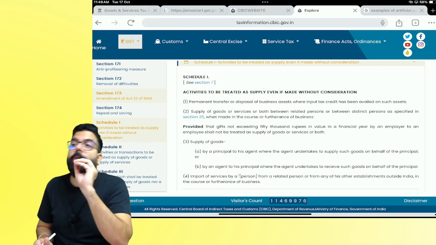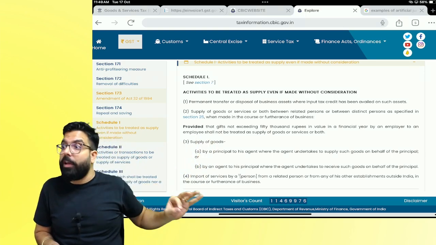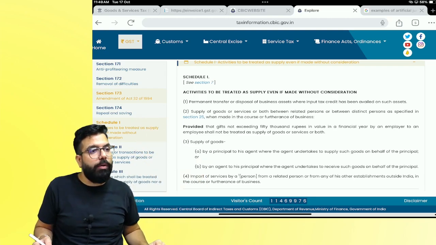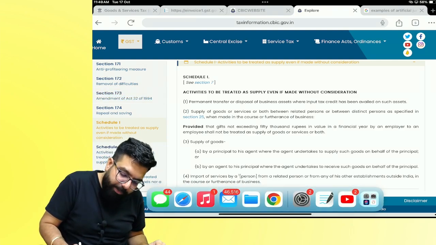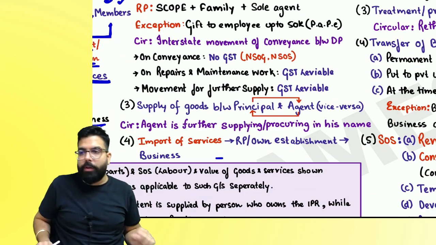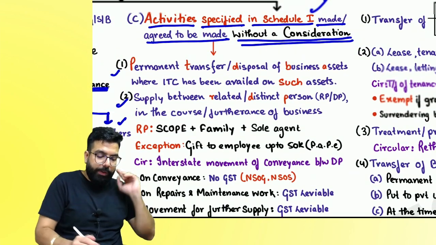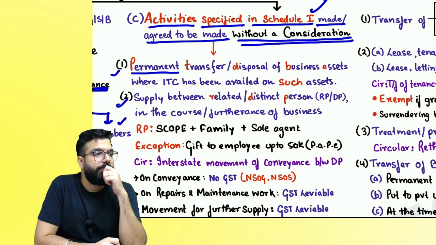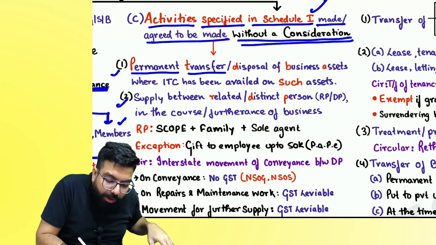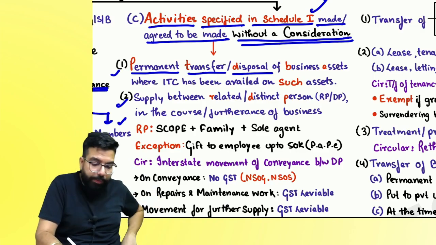They are telling that some activities people do without consideration also, free. But still the government is telling, I will consider it a supply, I want GST. Are you guys able to understand? These 4 activities I have written over here, the same. 1, 2, 3, 4. Can we go ahead, everyone? What is the first activity? Permanent transfer. If you permanently transfer or dispose, means sell it off, dispose it off.